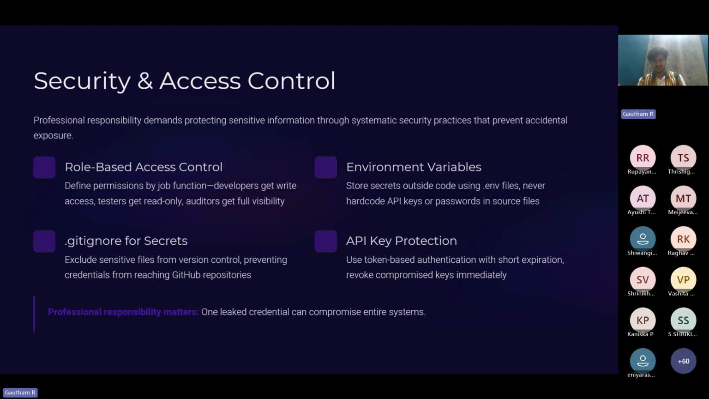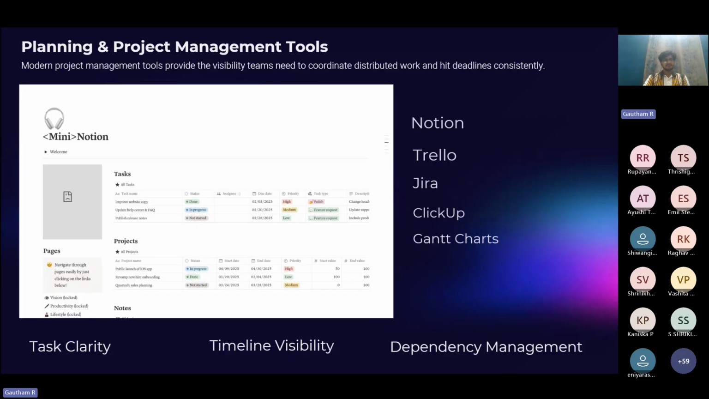And there are a lot of cases happening regarding this. People recently issued complaints against Google as well, because someone took their API key and used it, and they are being billed millions of dollars. So API key protection is something very important. Make sure of doing that, and environment variables as well, and planning and project management tools.